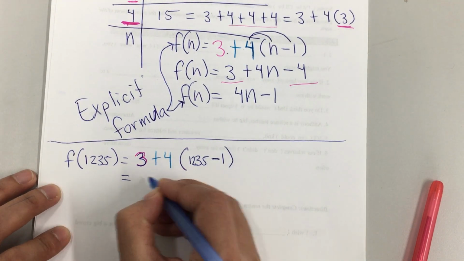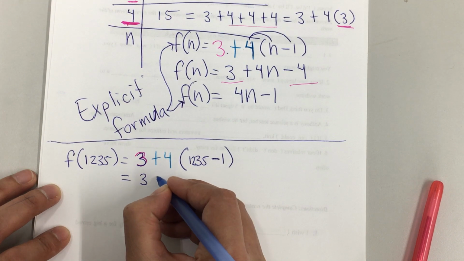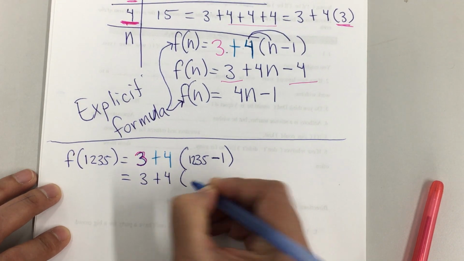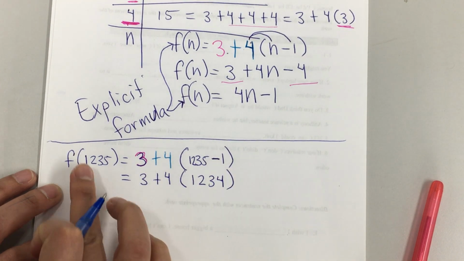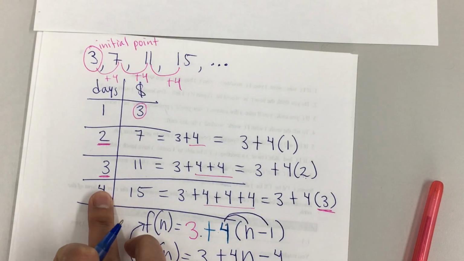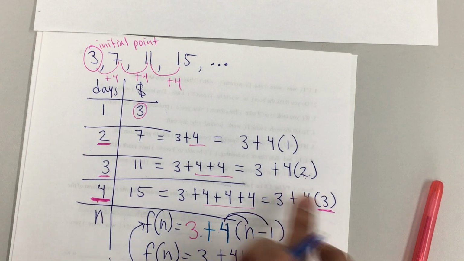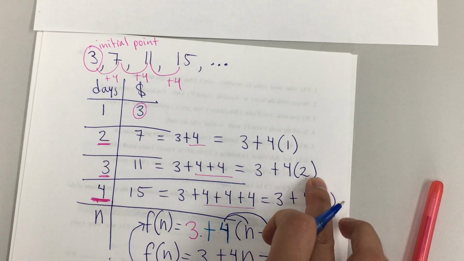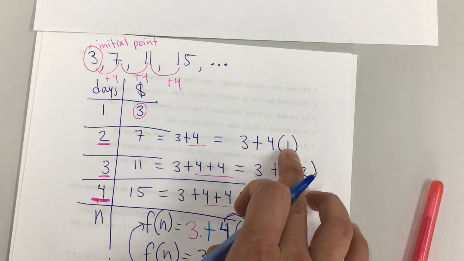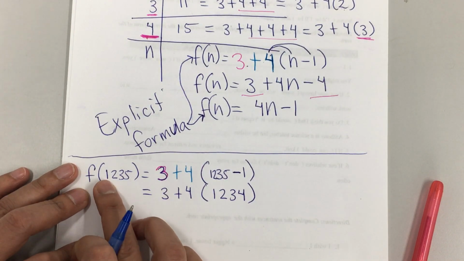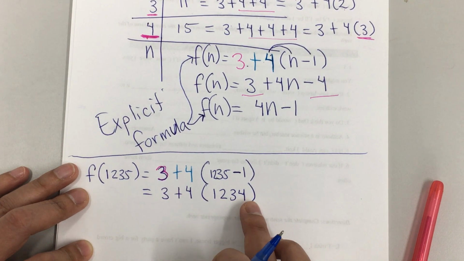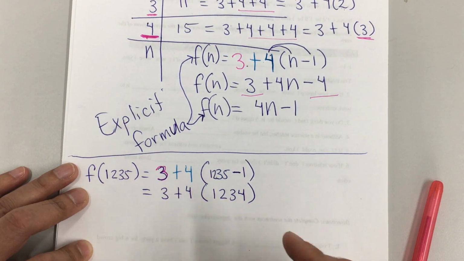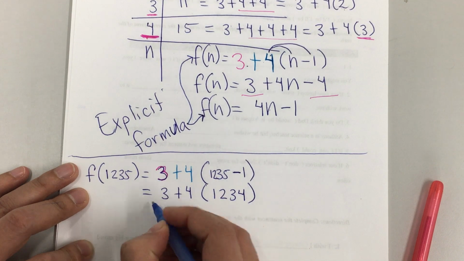And so that's equal to the initial point plus 4 multiplied by 1234. For day 4, you multiply by 3. For day 3, you multiply by 2. For day 2, you multiply by 1. So for day 1235, you're going to multiply by 1234 times, 1 less than the number of days.